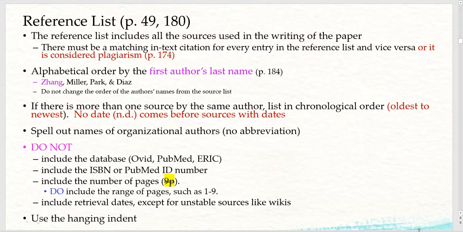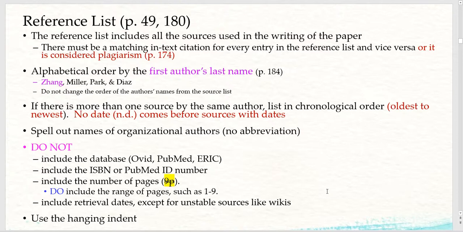The reference list is organized in alphabetical order by the first author's last name. So here I've got 4 authors. This is going to be at the end of the alphabet there, because this author's name starts with Z. Do not change the order of the authors' names. Leave them in the order that they are in the source. If you have more than one source by the same author, then you list them in chronological order from oldest to newest. And if you have any sources with no date, that comes before sources with dates.